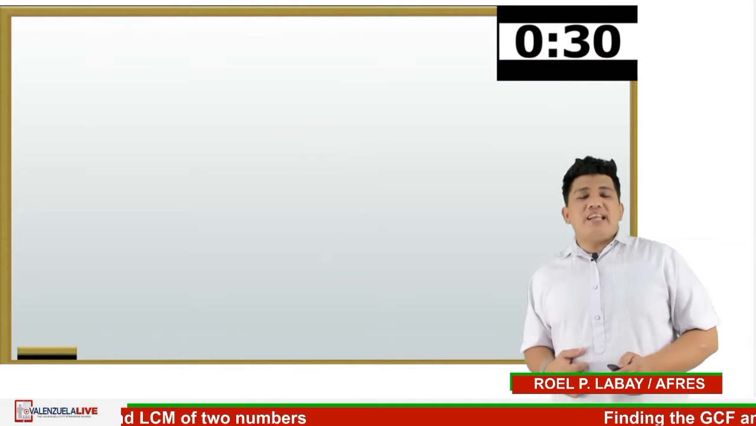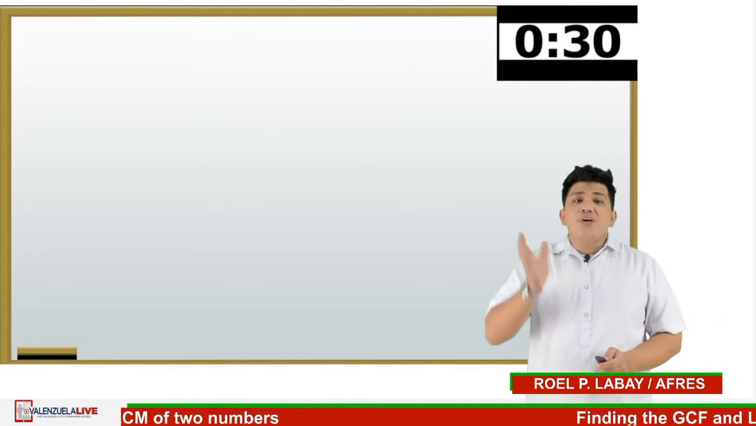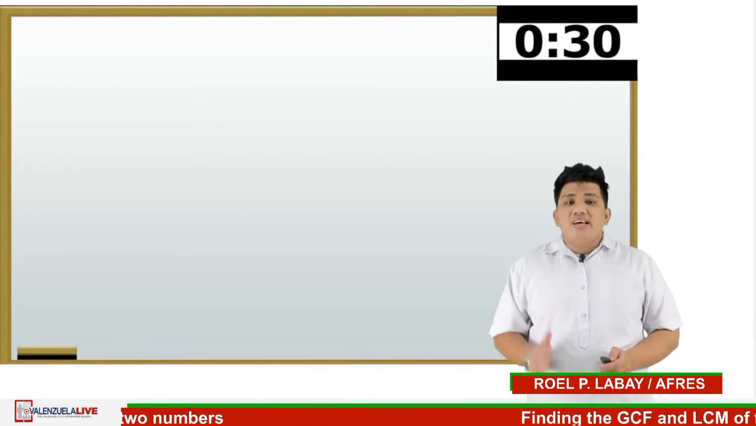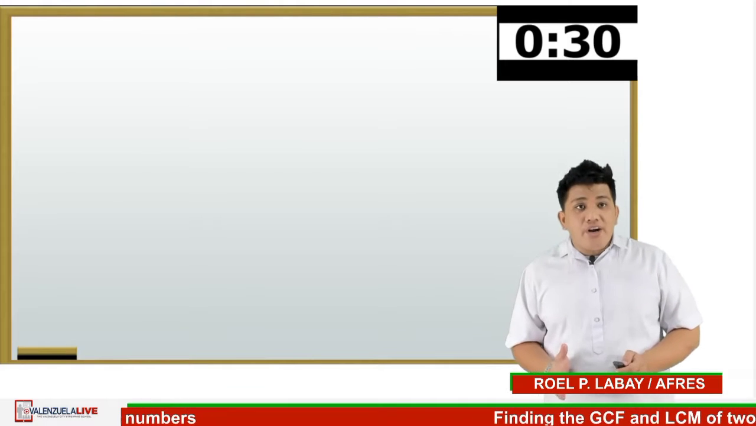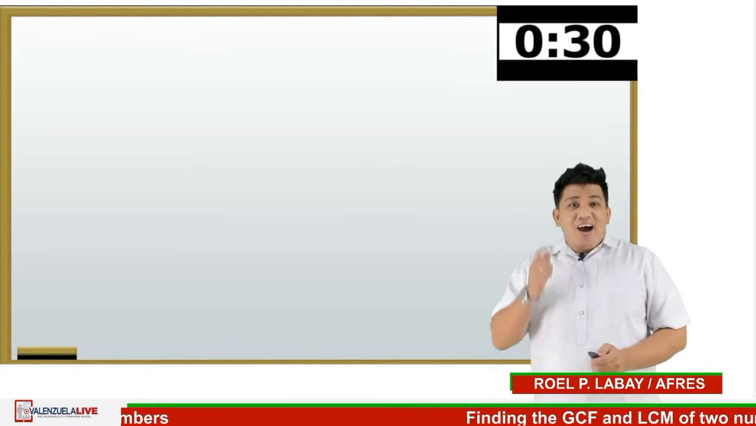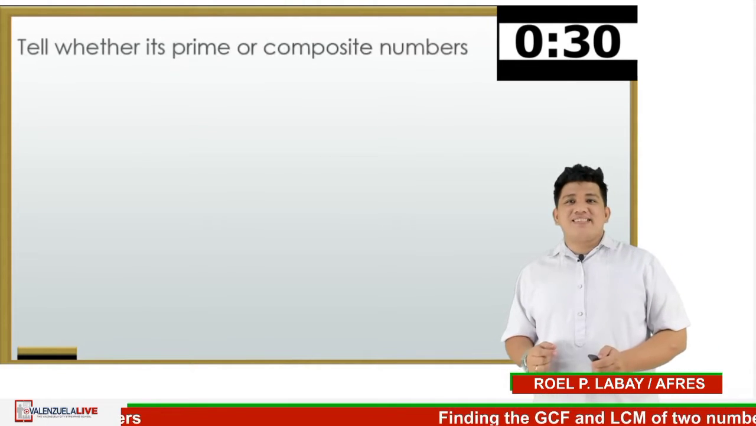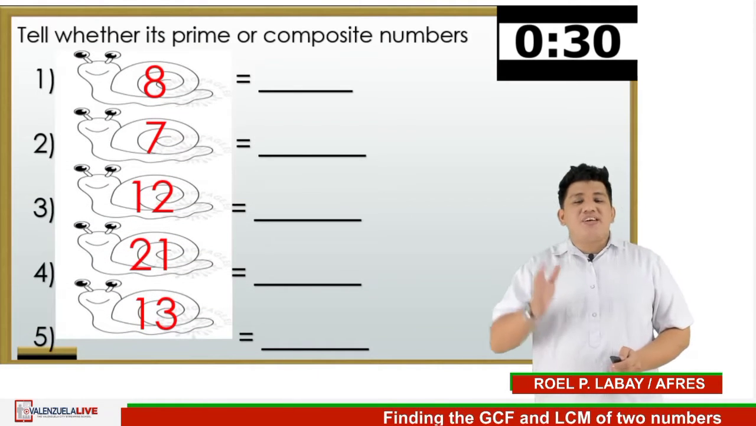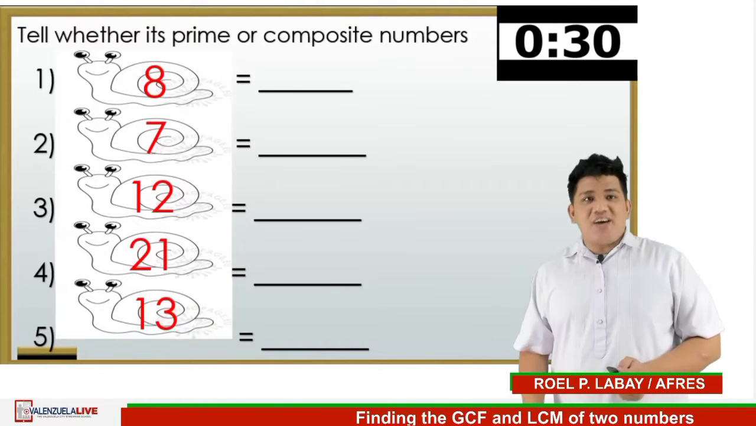I have here an activity. I will give you 30 seconds to tell me whether the number in the snail is a prime or a composite number. Are you ready? So your timer starts now.